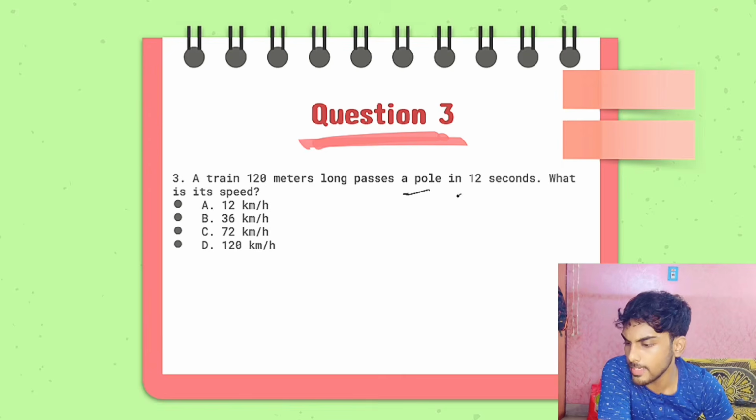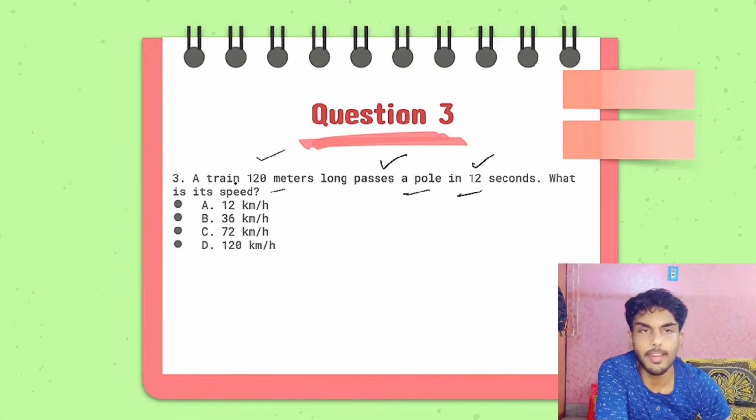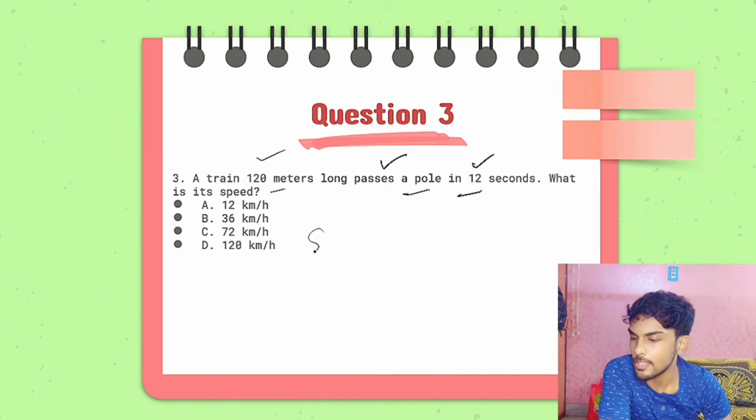The third question is, a train 120 meters long passes a pole in 12 seconds. So here are the main facts. Passes a pole, time is given, distance is given. You already know, I think, that if a train passes a pole, the length of the train is always the distance. It's very easy actually.